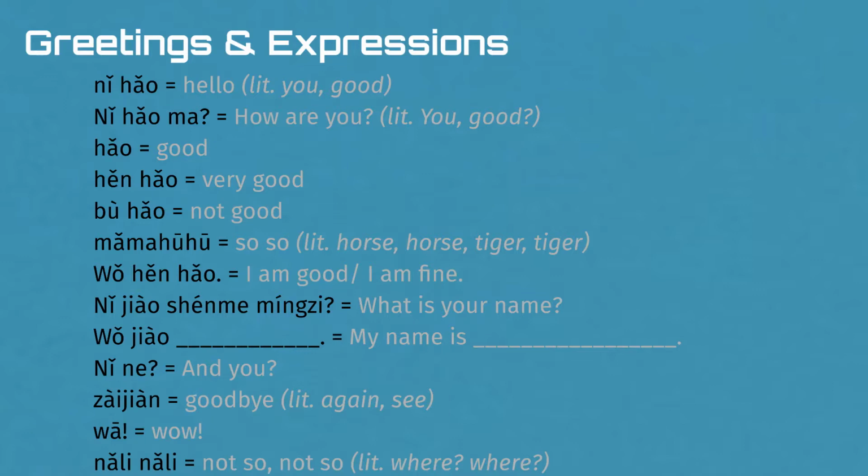And this is a super cute saying, horse, horse, tiger, tiger. So it's not a horse, it's not a tiger, it's neither here nor there. It's mama hoo hoo. That always gets a chuckle out of native speakers when you say it.